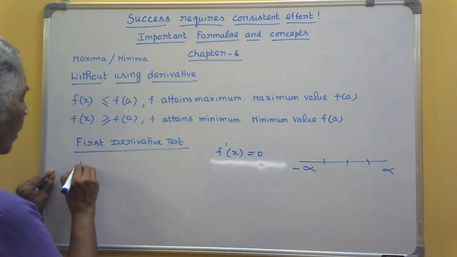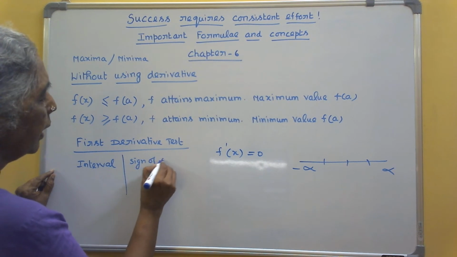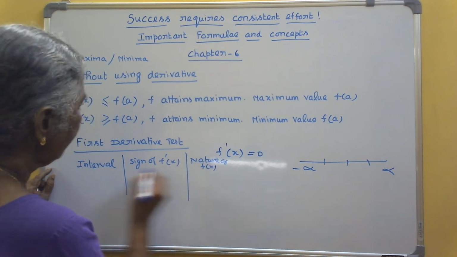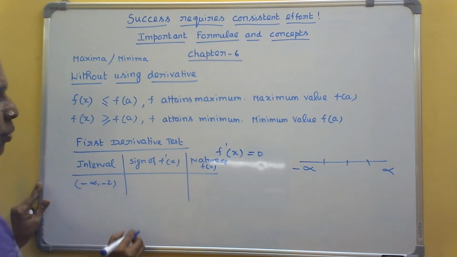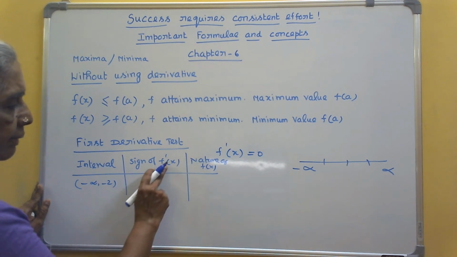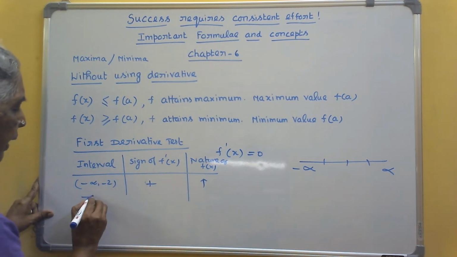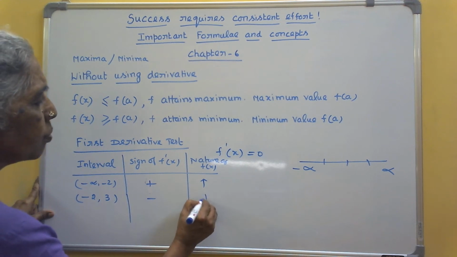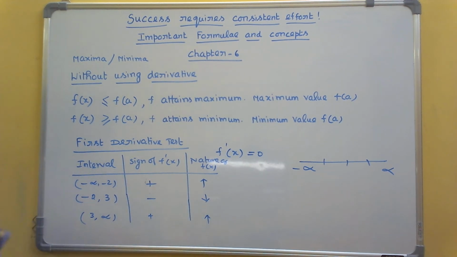So, you will get here the interval, you will get the sign of f dash of x, you will get the nature of f of x, right? So the same thing. Here let us just suppose it is minus infinity to minus 2, and you get the sign of f dash of x as positive, so it is increasing. Let me choose the second one as minus 2 to 3. Here you get negative, so it is decreasing. Then I get 3 to infinity. Here I get a plus, so increasing. Let us suppose I have just taken 3 subintervals.